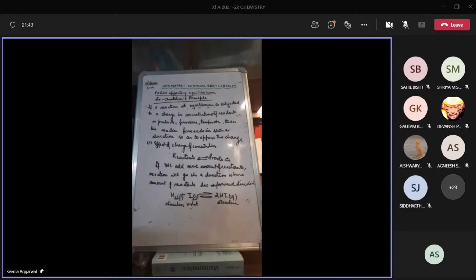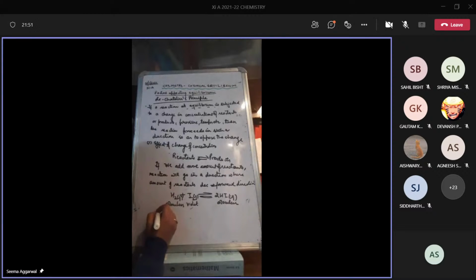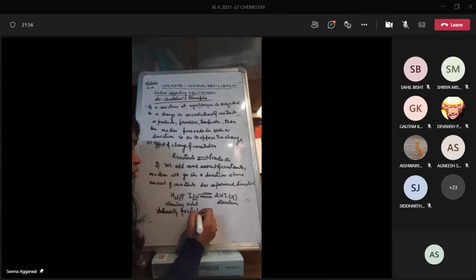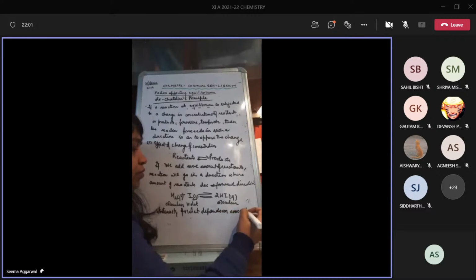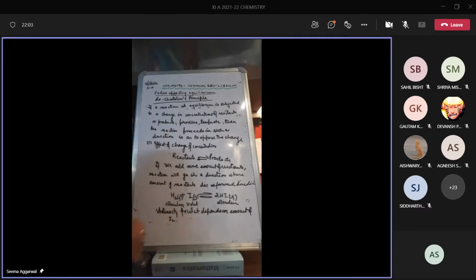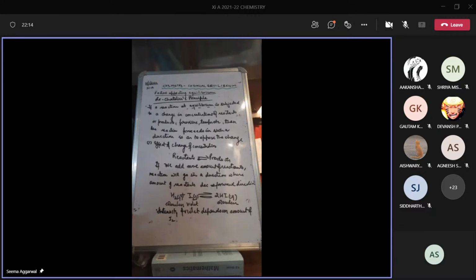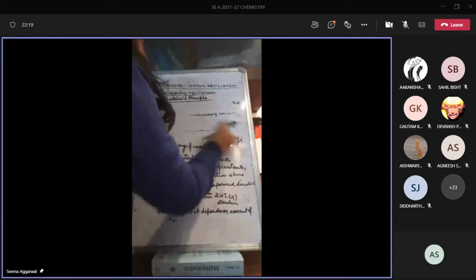So if more iodine is present, the intensity of violet color will be more. It means the intensity of violet color depends on the amount of iodine. I hope this point is clear to all of you. Now my question is, because we have to do questions based on this.